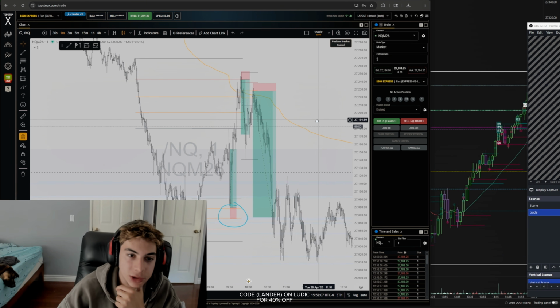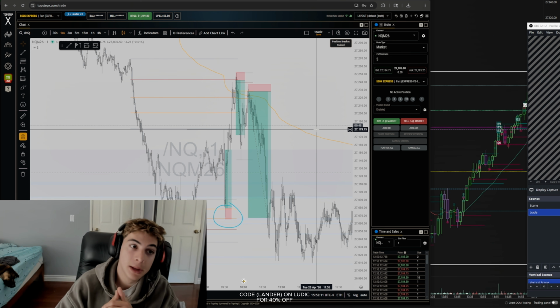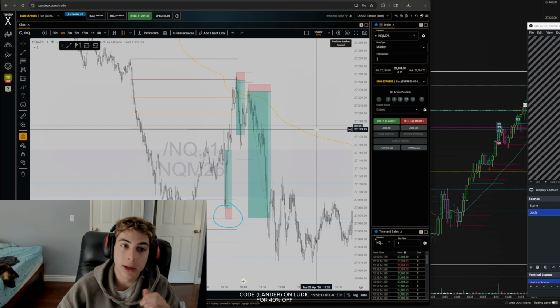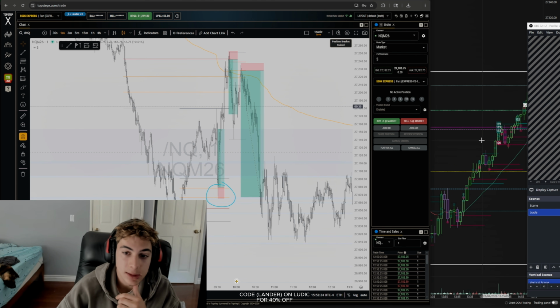What's up, guys? I'm going to show you how I use gamma exposure because I've been getting a lot of questions about them. Off rip, I use end of day levels with MenthorQ. MenthorQ is an amazing tool. I use them also to see the gamma condition for the day.